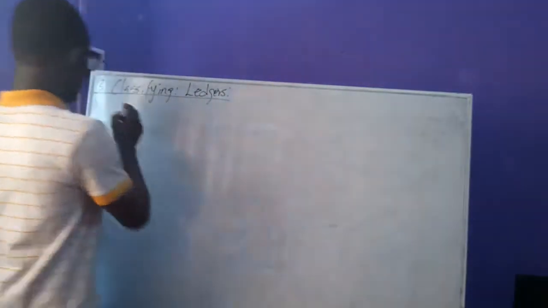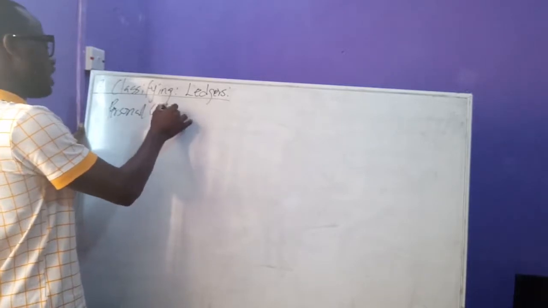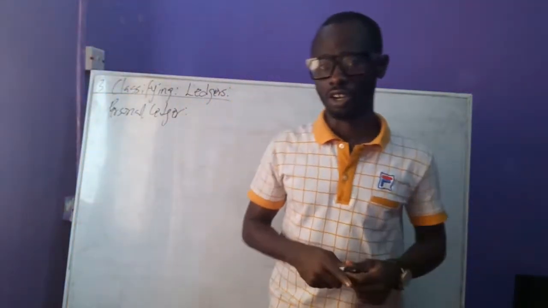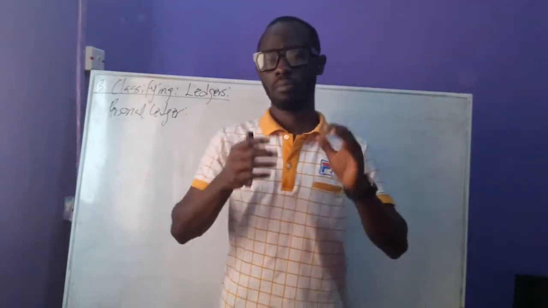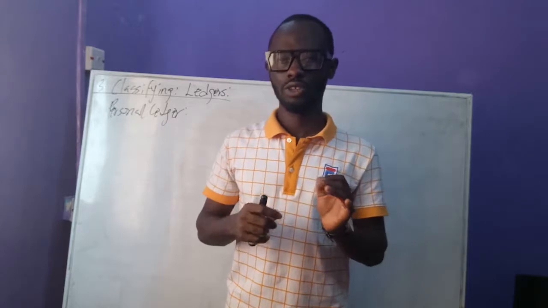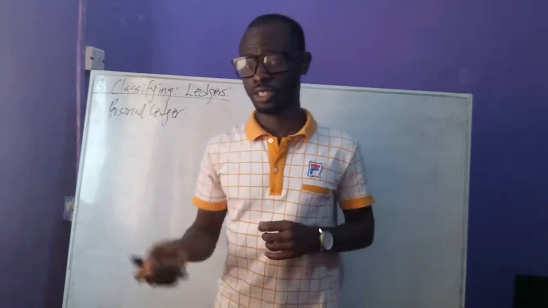Now, so what is a personal ledger? A personal ledger is simply a ledger which keeps records or accounts of personal transactions. Now, in accounting, when we use the word personal, it means individuals as well as businesses.